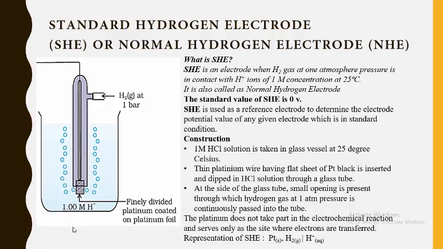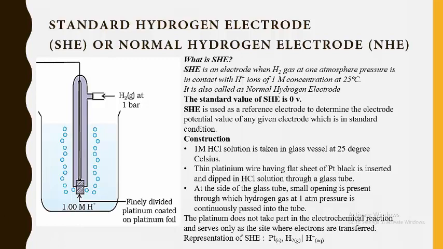The standard value of SHE is considered as 0 volt. So there will be no volt there. It will be considered as 0 volt. SHE is therefore used as a reference electrode in order to determine the electrode potential of any given electrode which is in standard conditions. So you have to maintain the standard temperature and pressure, and then connect with the other metal electrode in order to find their potential value. So how do we construct the SHE?